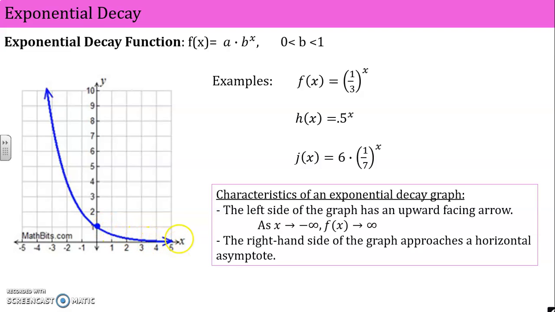So that's exponential decay. And not every exponential decay function is going to look exactly like this. Sometimes they're shifted up, sometimes they're shifted down, sometimes they're shifted to the right or left. But this will always be true. The left-hand side will always be pointing up towards infinity, and then the right-hand side will always be approaching a horizontal asymptote.